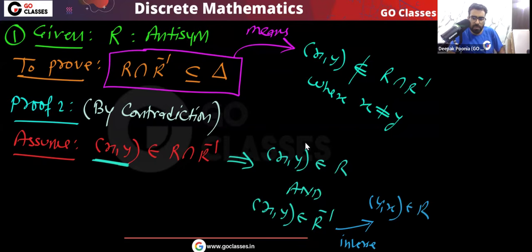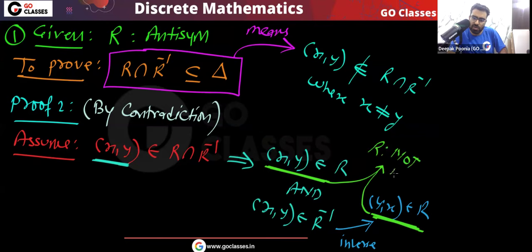Okay, now there is a problem. xy belongs to R, yx belongs to R, and x and y are different. So there is a contradiction. Why? What is the contradiction? Because from this and from this, you can see that R is not antisymmetric. Yes or no? Do you agree?